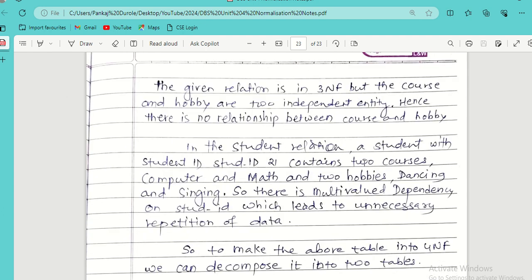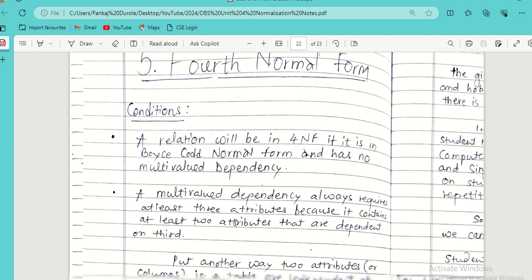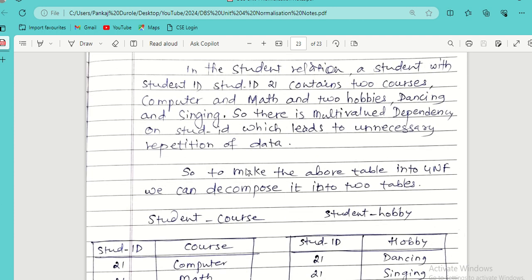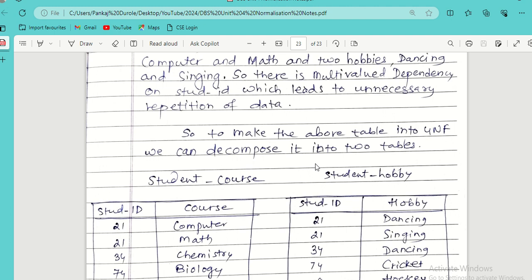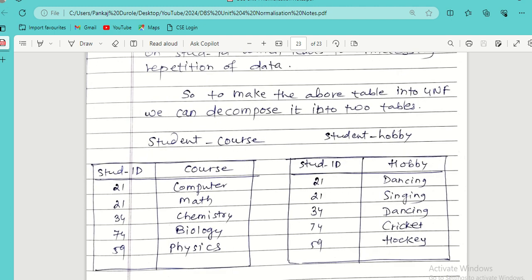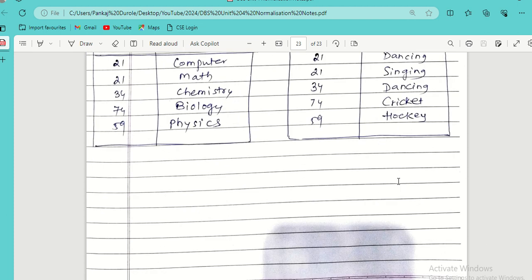In the student relation, the student with student ID 21 contains two courses, computer and maths, and two hobbies also, dancing and singing. So there is a multi-valued dependency on the student ID, which leads to unnecessary repetition of the data, which is not needed as far as the 4NF is concerned. So what we will do is decompose the table into two: student and course, and student and hobby. Now we can say that this table is in the fourth normal form.